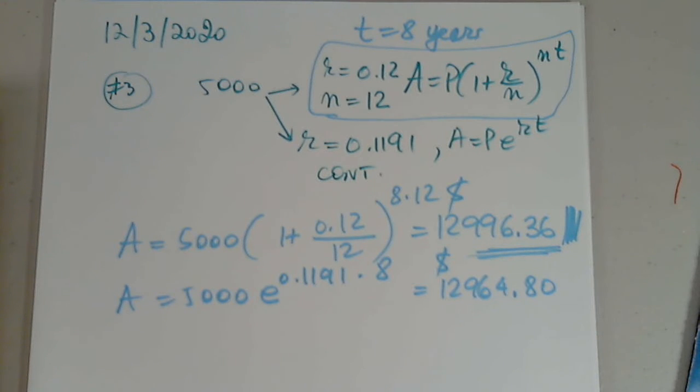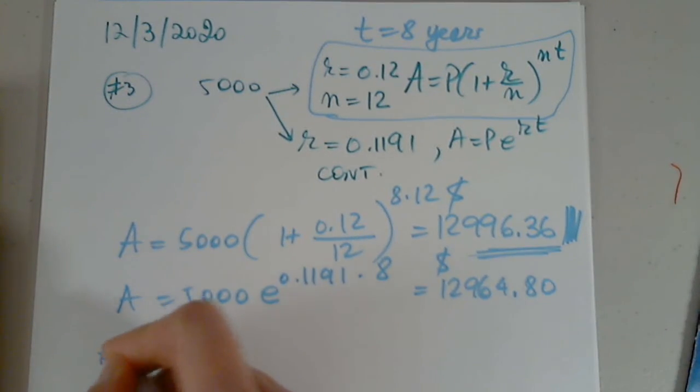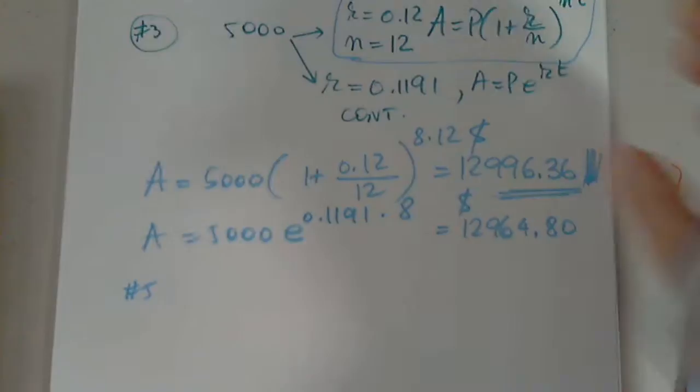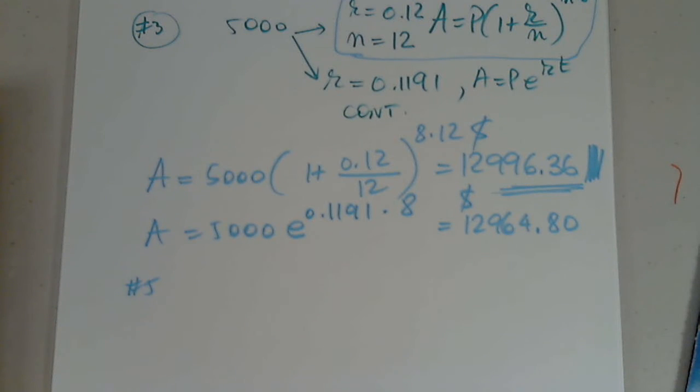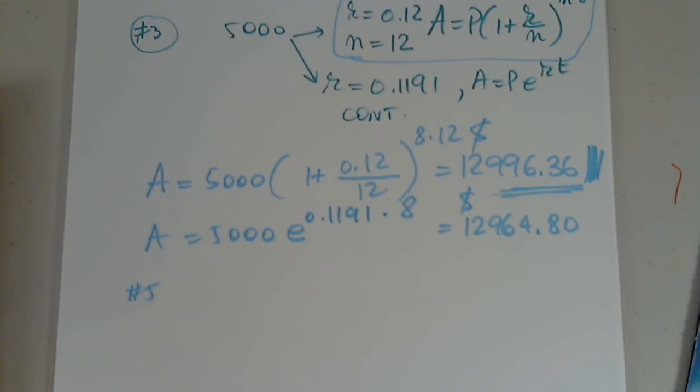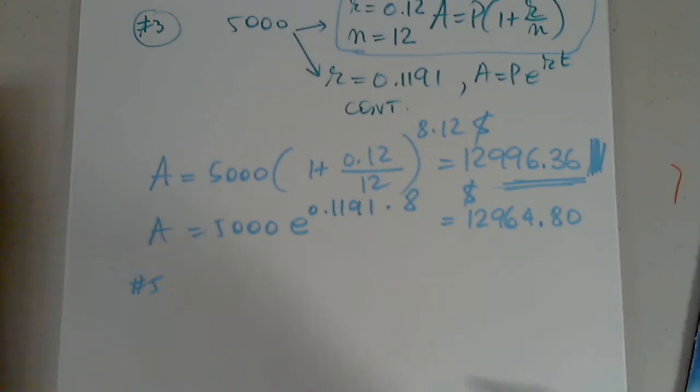So we have number 5. Any questions on 3 before we move on to 5? No. Okay, let's move on to 5 then. For some reason I lost the test. I'm going back in. Okay, number 5. 1, 2, 3, 4, and then 5.